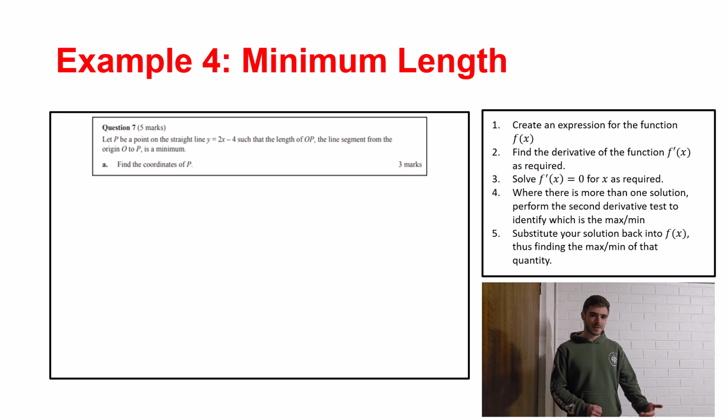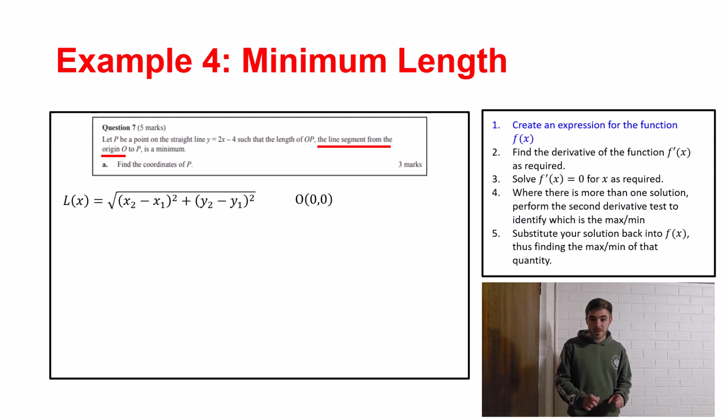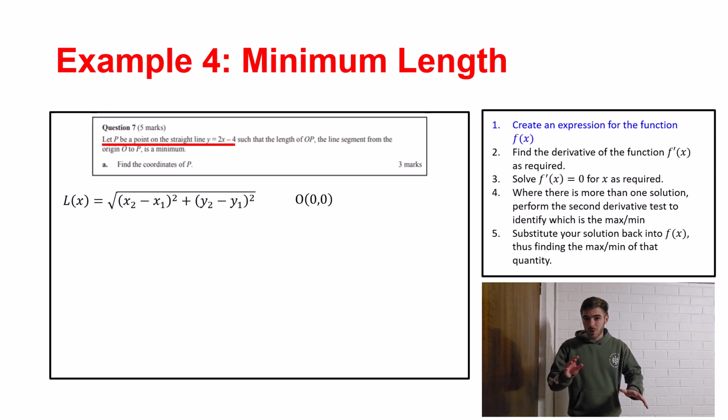specifically a minimum length. Step 1, find our length equation. If you want to minimize length, you first need an equation that describes length. Length is just a distance, so we're going to start with our generic distance equation. What we're going to do now is figure out what our points are. The origin is clearly a point, but P is a little bit harder to justify. The point P is told to us as just some point that exists on that linear equation.